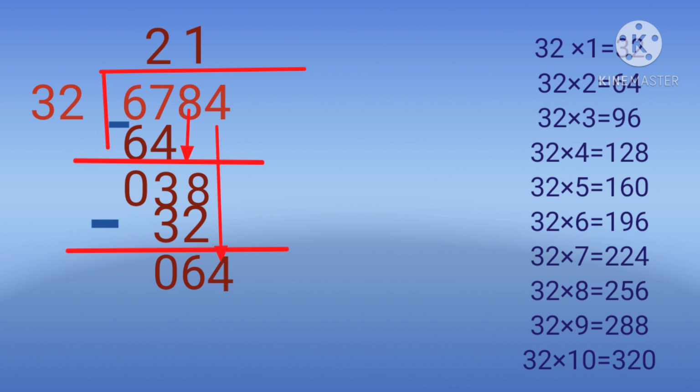Now look into the table of 32. How many times does 32 go in 64? Yes, it is correctly 2 times, isn't it? So 32 into 2 is equal to 64. Now subtract and you get 64 minus 64 is equal to 0, which is the remainder. And what is the quotient? Yes, it is equal to 212.